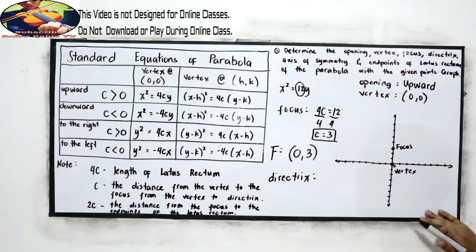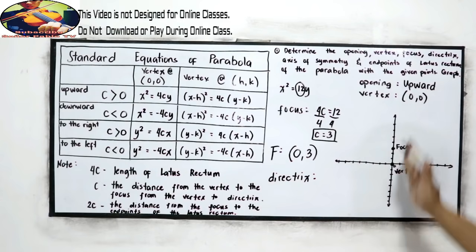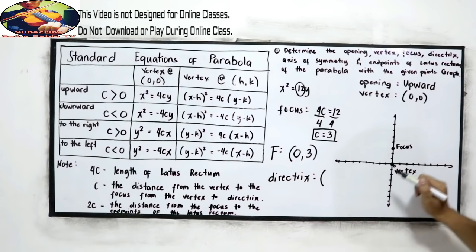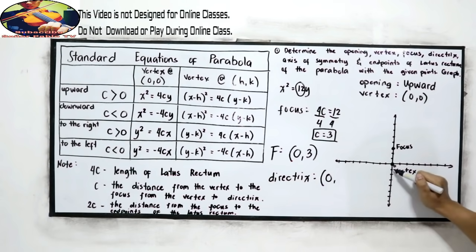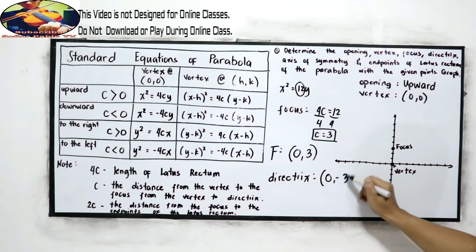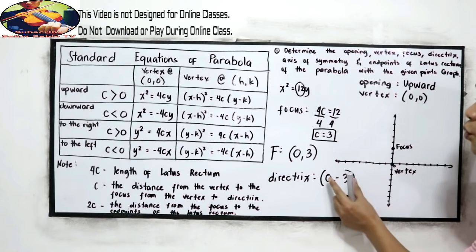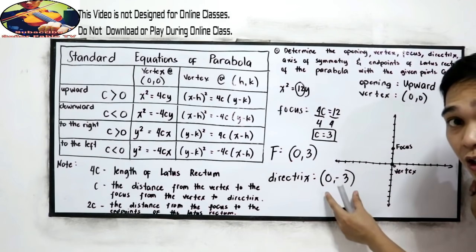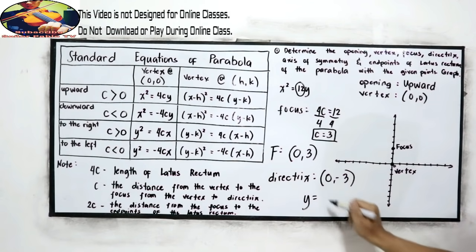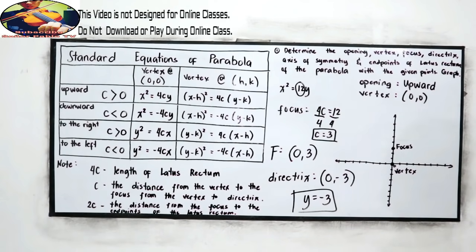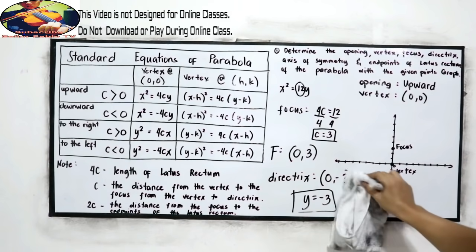Directrix is perpendicular to our axis of symmetry. So that is 3 units below our vertex. 3 units below. So that is 0. Going down, 1, 2, 3. Negative 3. But directrix is a line, so we're not going to plot the points. We're going to find the equation. So y is equal to negative 3 because directrix is a line.